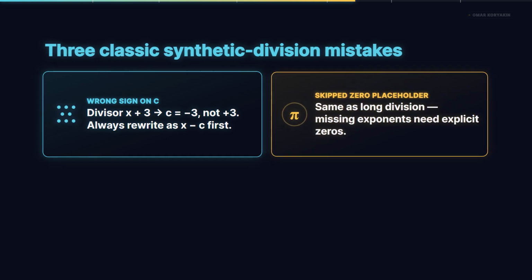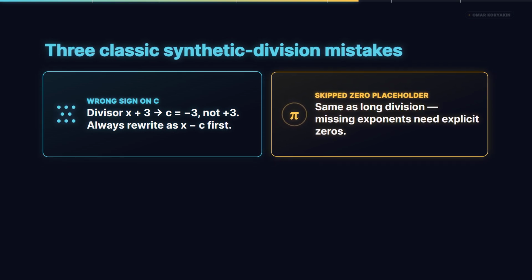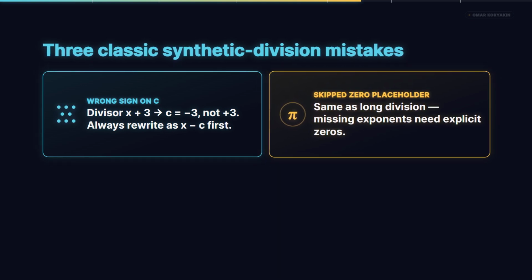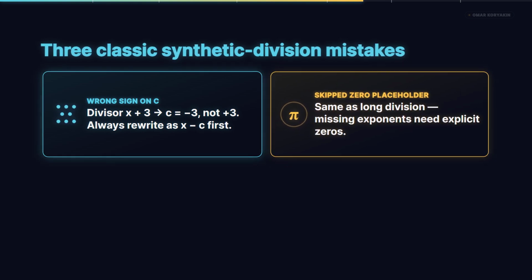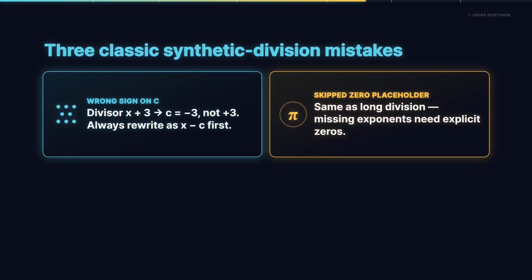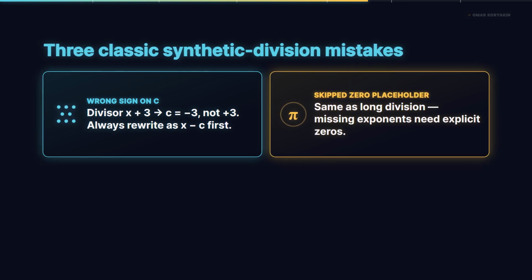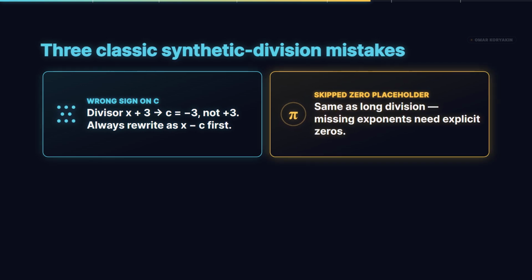Second mistake, skipping zero placeholders for missing exponents. A student tries to synthetic divide 3x to the fourth minus 5x squared plus 7 by writing only 3, negative 5, 7 across the top of the tableau, omitting the zero placeholders for x cubed and x. The number of bottom row entries comes out wrong, and the resulting quotient is corrupted. The fix is to always insert explicit zero placeholders for every missing exponent, exactly as in long division. Zero placeholders are mandatory in both algorithms.